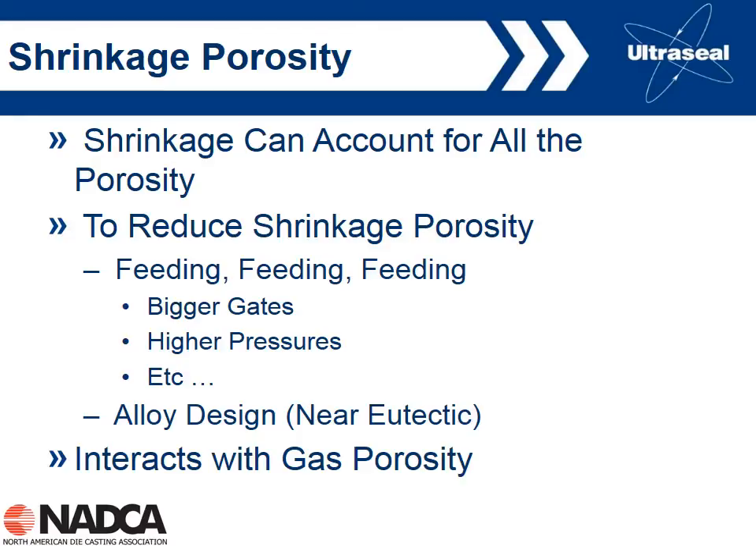And in terms of reducing shrinkage porosity, feeding, anything you can do to feed more liquid into the mold, in terms of bigger gates, higher pressures, more uniform wall thickness in the casting, and then alloy design, as we just talked about.